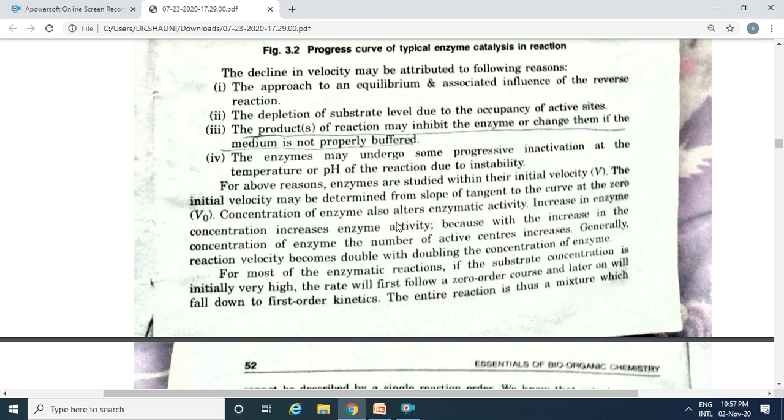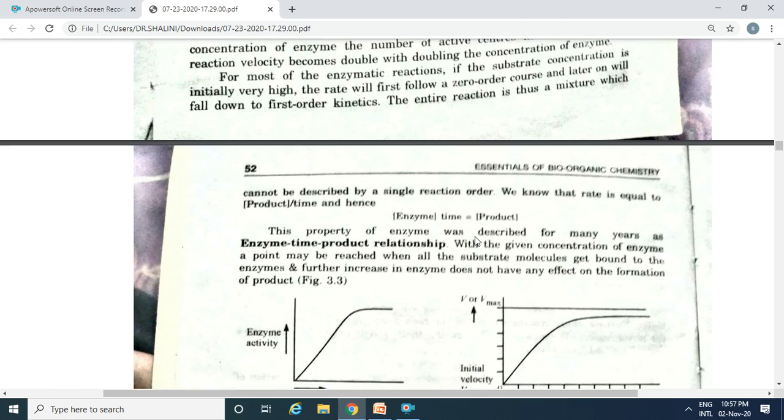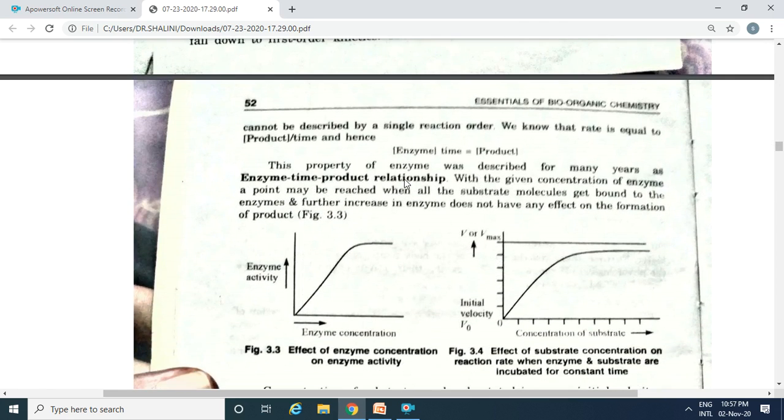Initial velocity is the slope of the tangent to the curve at the V0 concentration, and the concentration of enzyme also alters enzymatic activity. Now, the next factor is the enzyme. So, we know that the rate is equal to the product divided by time, and so the enzyme into time is equal to product.